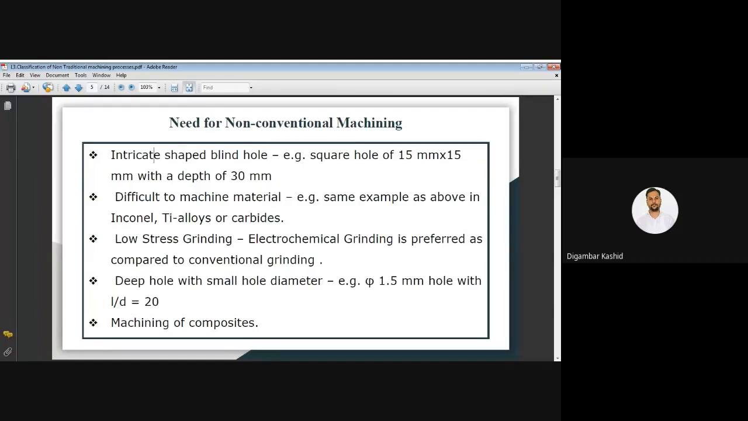Okay, in metallurgy we know that composites form a separate category. So for machining of composite materials, we need advanced machining processes. Okay, so these are the different needs from which we can say we have to go with our non-conventional or non-traditional machining processes.